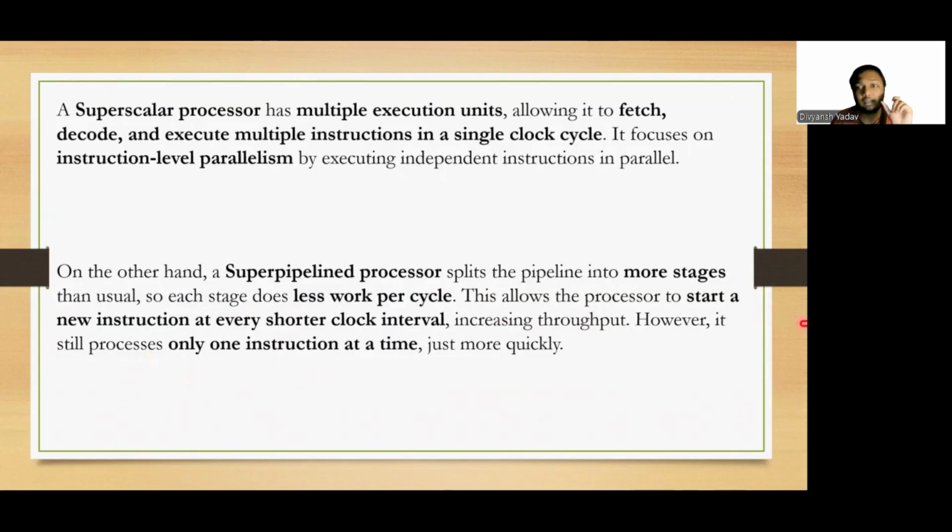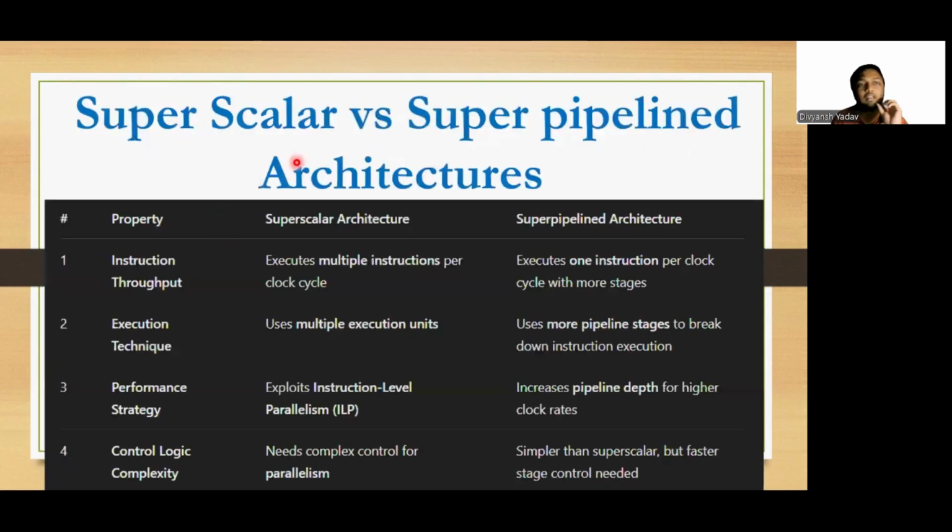We could simplify that a superscalar architecture has multiple instructions per cycle, but a superpipeline has one instruction per cycle, but every cycle is faster. Now, superscalar architecture executes multiple instructions per clock cycle, whereas superpipeline executes one instruction per clock cycle. Superscalar has multiple execution units, whereas superpipeline has more pipeline stages to break down the execution. Superscalar exploits instruction level parallelism, whereas superpipeline increases the pipeline depth for higher clock rates.